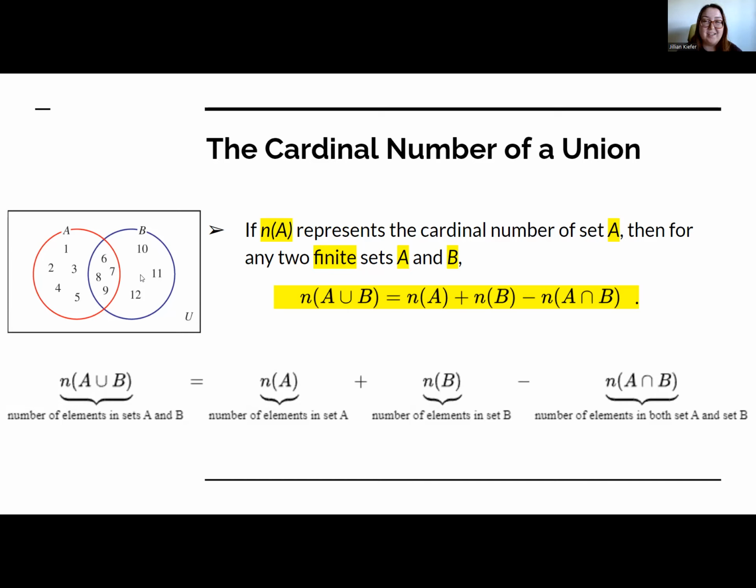But if I really look at all the elements that are listed, there's really 1, 2, 3, 4, 5, 6, 7, 8, 9, 10, 11, 12. There's only 12 actual elements. But if I do 9 plus 7, that ends up being 16, and that's not the same number. It's 16 because we counted 6, 7, 8, 9 twice. So when we find the cardinal number of a union, we have to subtract one set of what they share because technically we added it twice. You only want to add it once, so you take one of those sets off. So that's how we end up figuring out the cardinal number of a union.